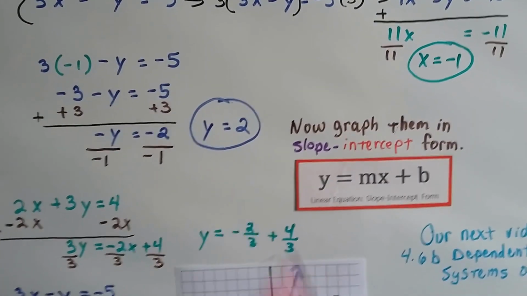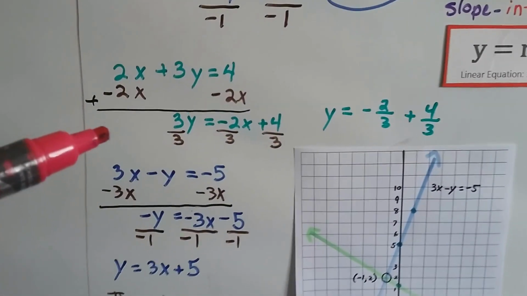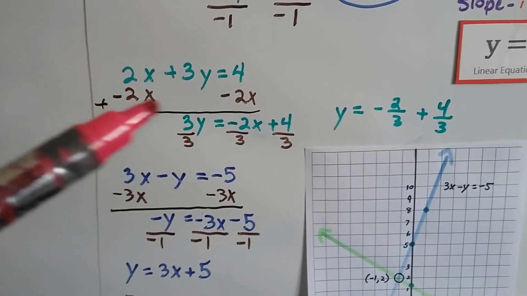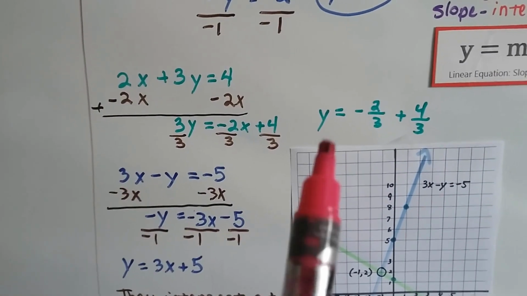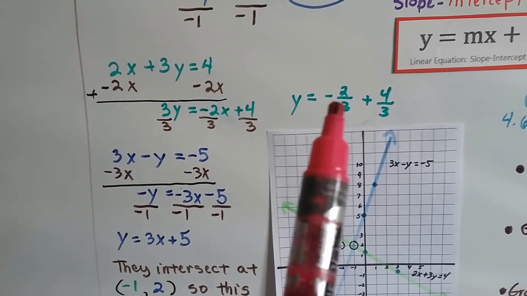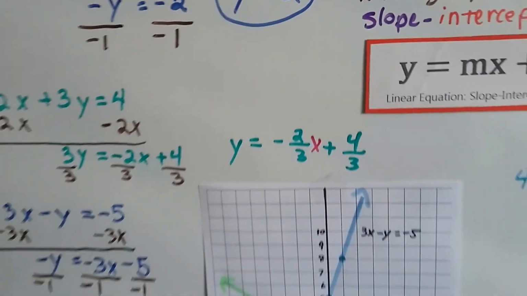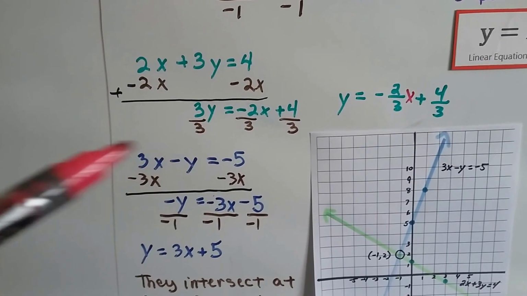Now if we graph them in slope-intercept form, this y equals mx plus b, we can take that first equation, put it into slope-intercept form by subtracting the 2x from each side and dividing it by the coefficient. We're going to get that y equals -2/3 x plus 4/3.